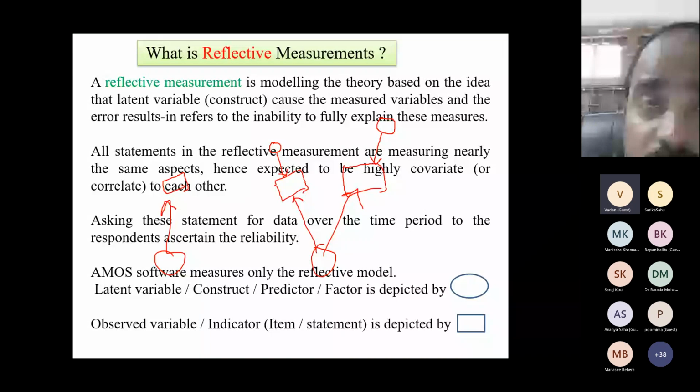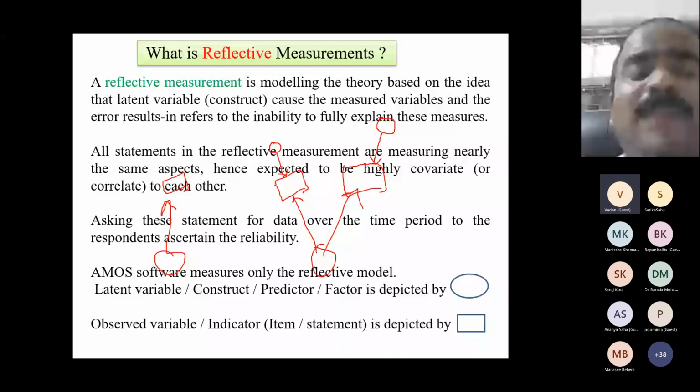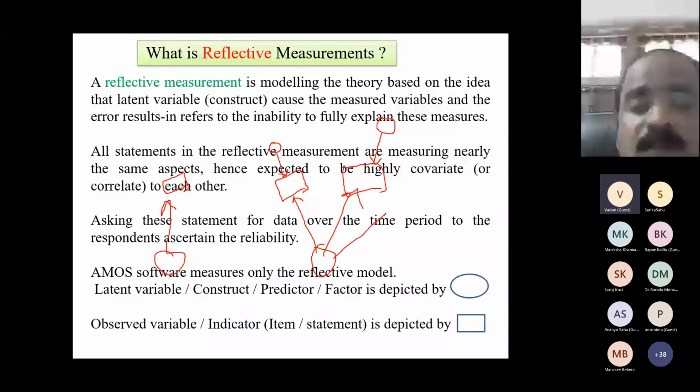If not, the research design of your research is wrong. You should not go by reflective measurement. That is the reason, because the number of times you ask those set of variables, suppose under F1, 5 indicators are there. I am asking now, I am asking tomorrow, I am asking 1 month after, near about the same result I will get. That is the reason all the 5 indicators are expected to be highly correlated.